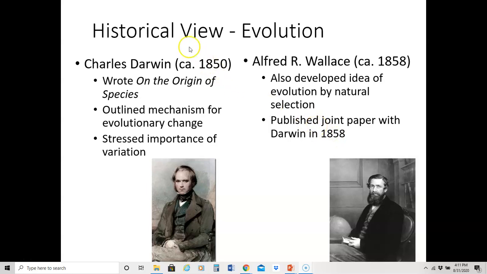So Darwin wrote On the Origin of Species, and it outlined the mechanism for evolutionary change, and he stressed the importance of variation within a population, which gives the material basically for natural selection. Wallace also developed the same idea of evolution by natural selection, and he published a joint paper with Darwin in 1858.